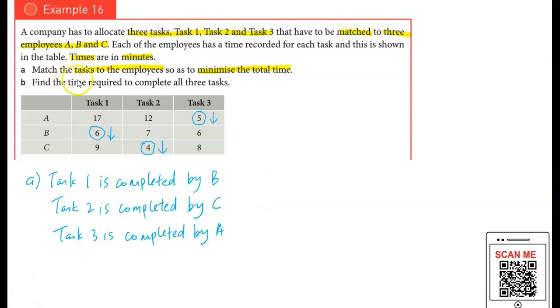Now the next thing you have to do here is to find the time to complete all the 3 tasks. So I just highlight the keyword here: the time required to complete all the tasks. Now let's look at it. The time required to complete all the 3 tasks. So worker A does task 3. How much time is it? It's 5 minutes.